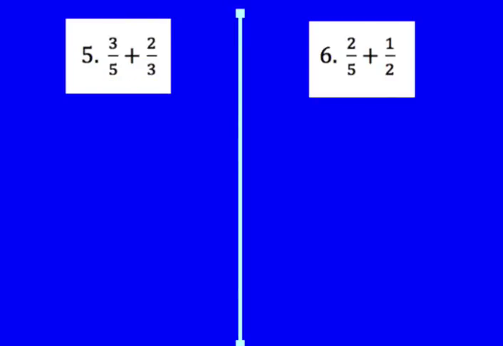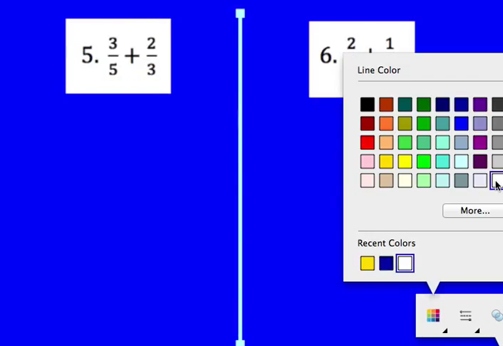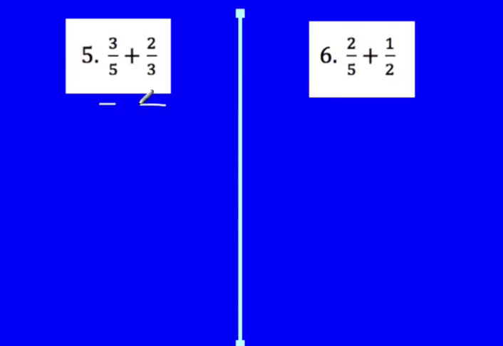Now, let's take a look at number 5. Here I don't have the same numbers on the bottom. So the first thing I like to do is look at what numbers I have on the bottom. Well, I have 5 and I have 3. Then what I need to do is figure out the smallest number that 5 and 3 both multiply to. And that's going to be 15.